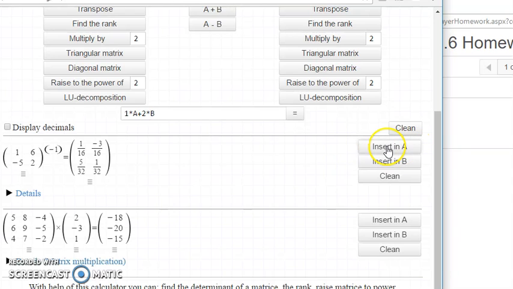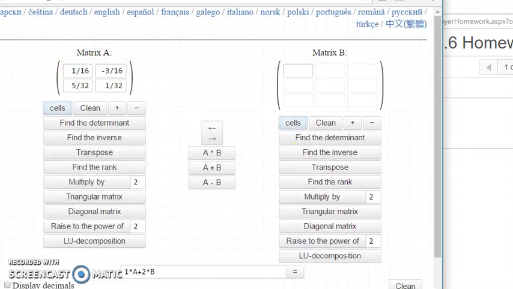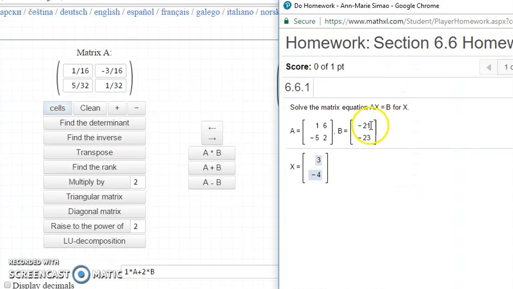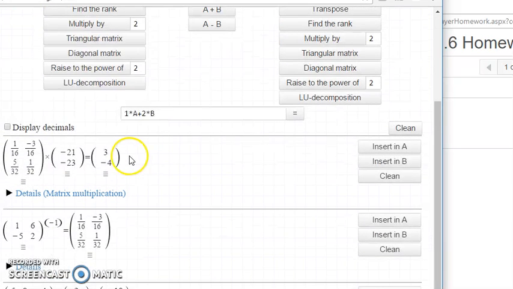So what I'm going to do is insert this into A. So now up here, that's my inverse. I need to multiply that by B, which is negative 21, negative 23, negative 21, and negative 23. I now want to multiply these matrices together. A times B is this guy right here. And when I come down below, my answer is 3, negative 4.